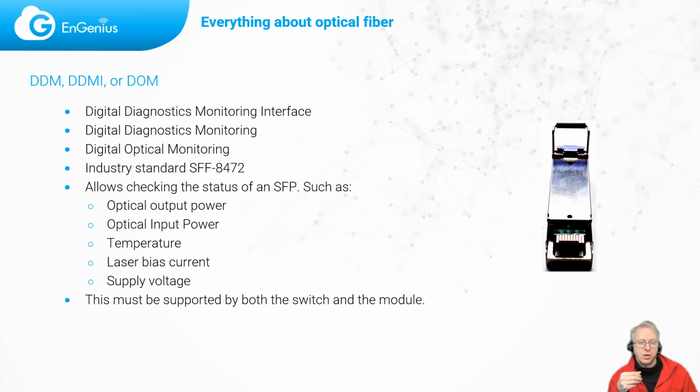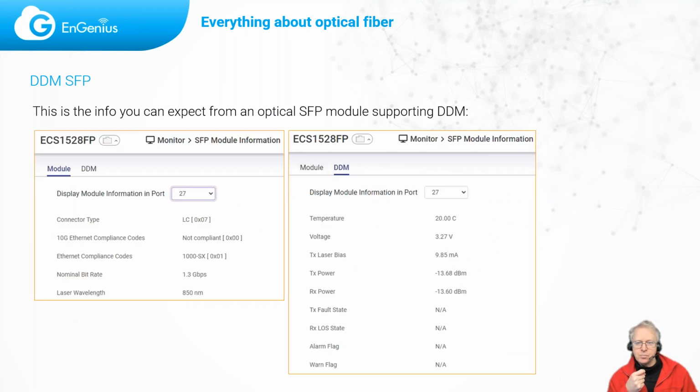So there are a lot of modules. The cheaper modules maybe will not have this. So this is optional. It's not a requirement. But if you want it, you will need to check the specifications of the devices that you're buying if they support it. So if you look at one of our switches, like the ECS 1528 FP, it can show you information about the module, the wavelength that is used, and also on the other side with DDM, the voltage, the temperature, and some other information, which can be very nice.